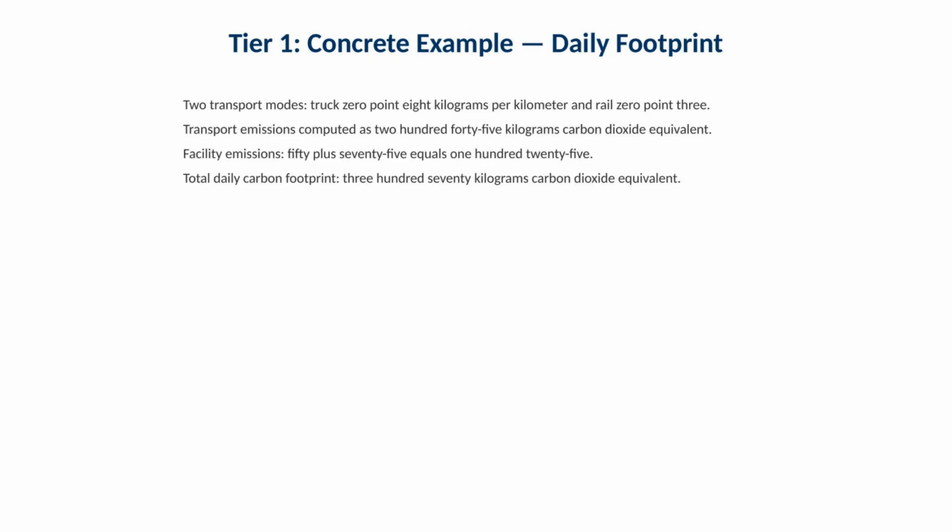In the simplified example, there are 3 suppliers, 2 plants, and 4 customers, with trucks and rail available. Trucks have an emission factor of 0.8 kilograms of carbon dioxide equivalent per kilometer, while rail has an emission factor of 0.3. Using truck for shorter distances and rail for longer distances, the total transportation emissions are 245 kilograms of carbon dioxide equivalent per day. Facility emissions are 50 kilograms at plant A and 75 kilograms at plant B, totaling 125. The total daily carbon footprint is 370 kilograms of carbon dioxide equivalent.